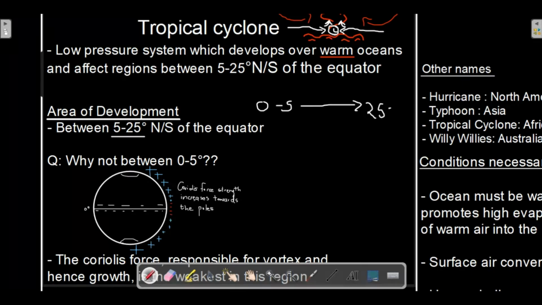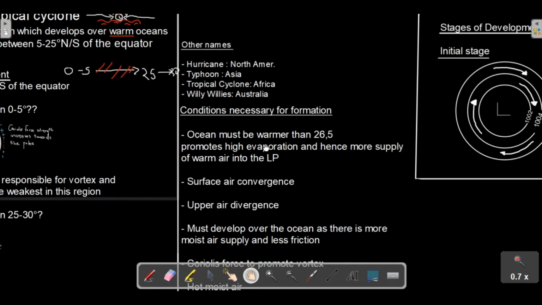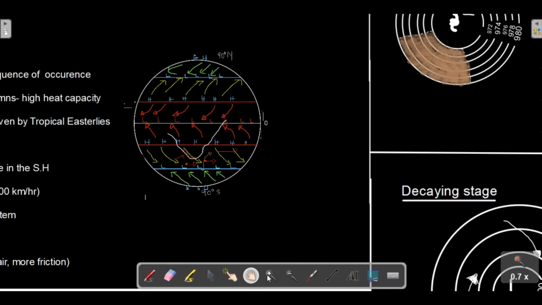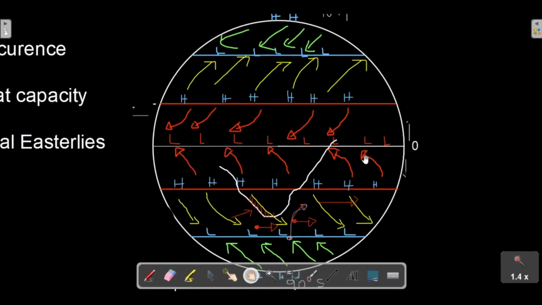Okay, and why not between 25 and 30? Why this particular region? Okay, so if I would point out this region here in our model, between 5 and 25 should be somewhere. So that should be 5 and that should be 25. So we're saying that we see tropical cyclones developing only in these regions and on oceans.